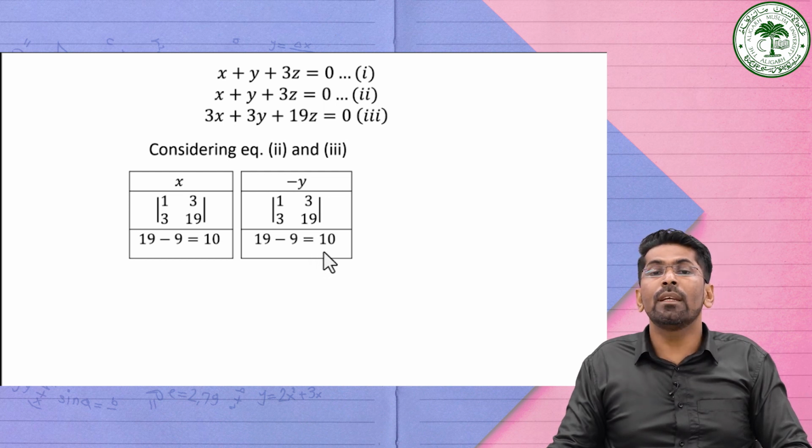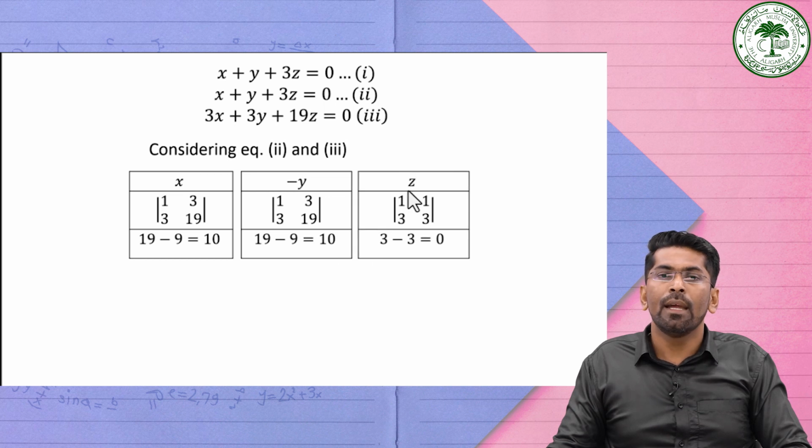Now I consider the third variable, z. I cross the z variable and only consider the coefficients of x and y. So the coefficient of x is 1 and y is 1, which I write here. Then in the third equation the coefficients are 3 and 3. I find the determinant value: 1 into 3, which is 3, minus 1 into 3, which is 3, which is equal to 0.